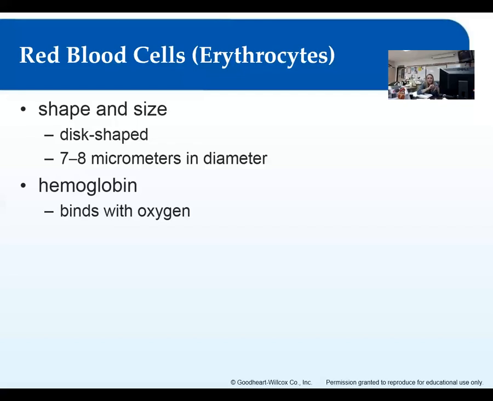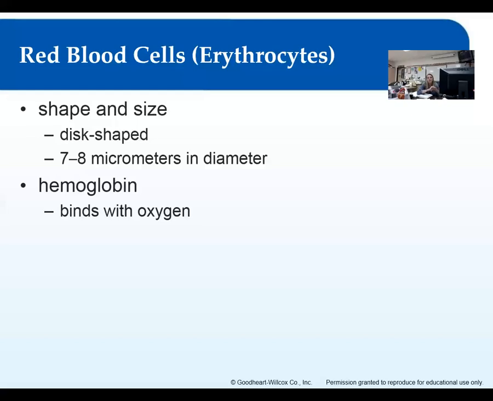Hemoglobin is actually a protein that stays on the outside of the blood cell that binds with oxygen so that it can be carried. It has two parts. It has what's called heme. This is what binds to oxygen, and then globin, which actually binds to carbon dioxide.